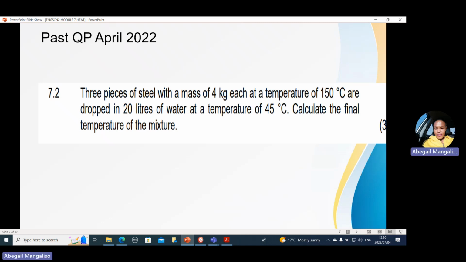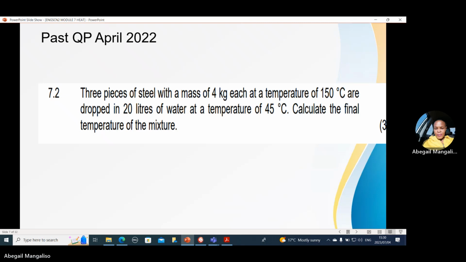On the given side, there is steel. Number of items is 3, and the mass of steel is 4 kg. The temperature of steel initially is 150, but it's dropped in 20 liters of water at 25. So steel is going to lose heat. The given temperature will be bigger than the final temperature, so this is T2 equal to 150 degrees.